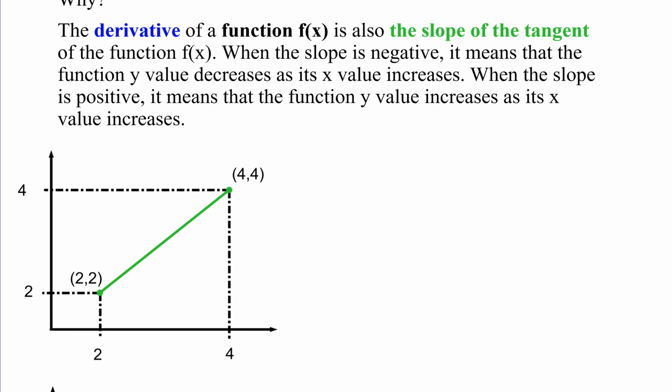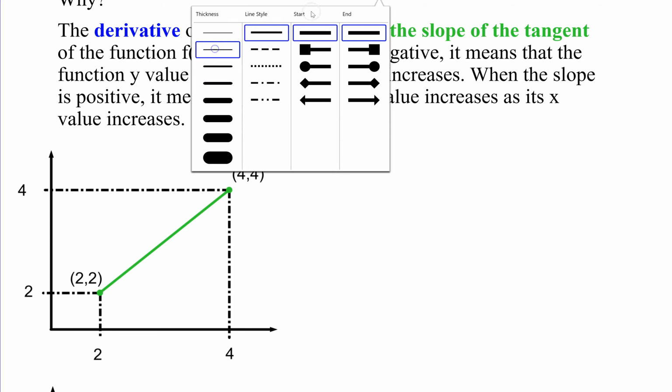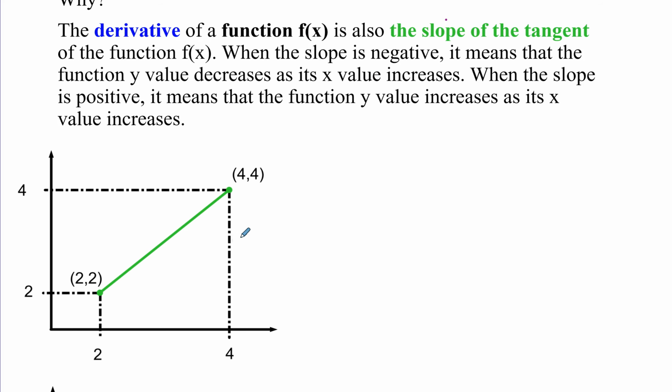So here we have a function. As we can see, we have our first x and y value, and we have our second x and y value. As our x value increases, our y value increases. Therefore, this slope is positive, and that means that it is increasing.